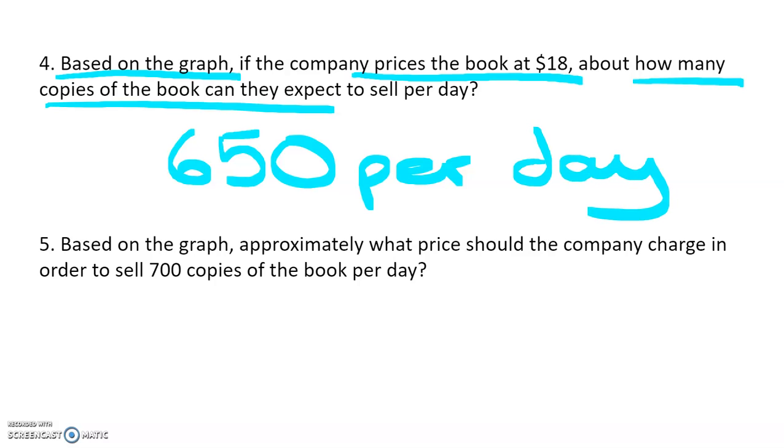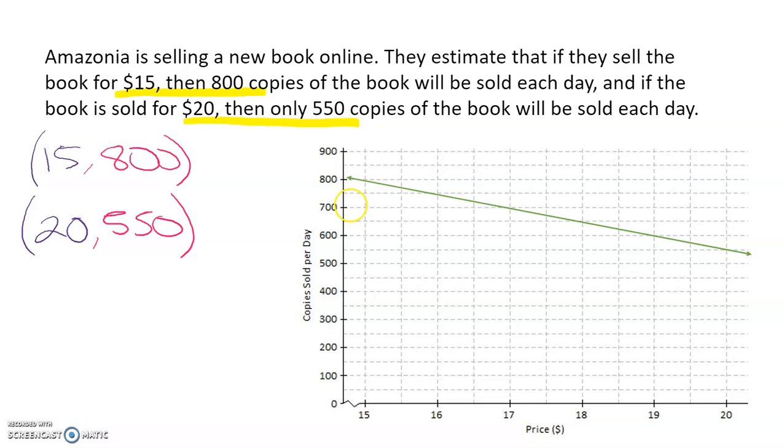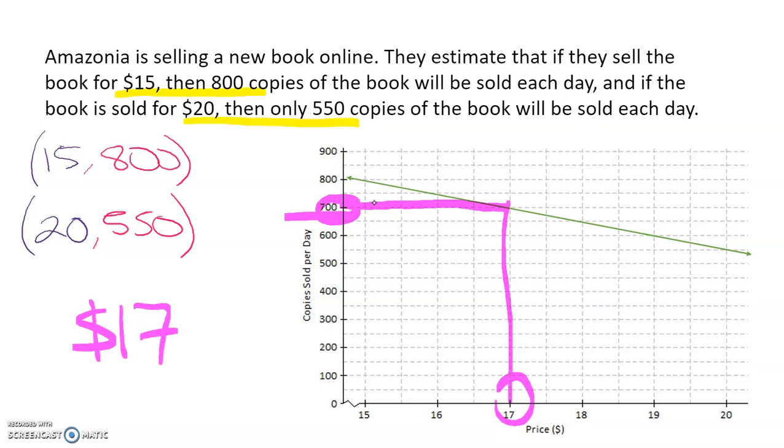Now it's going to ask what price the company should charge to sell 700 copies per day. So let's locate the 700 and go across to our line again and drop and read that value. And at that, to make sure we're selling 700 copies a day, they would have to charge $17 per book.